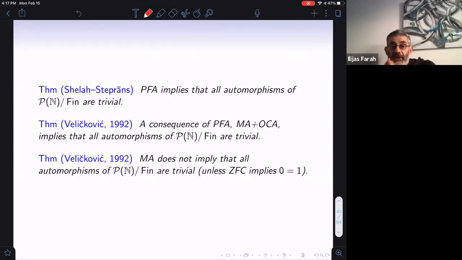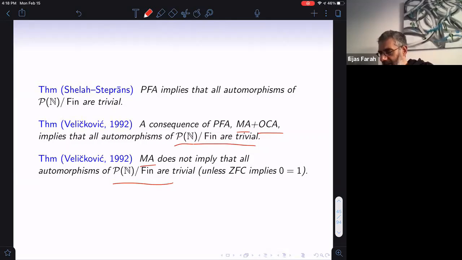Remember, Shelah constructed just some ad hoc model of ZFC, but later Shelah and Steprans proved that the proper forcing axiom implies all automorphisms are trivial. And then in a really beautiful proof, Veličković proved that two consequences of the proper forcing axiom, Martin's axiom and OCA, which we'll see next time, together imply that all automorphisms are trivial. He also proved that Martin's axiom alone does not suffice, which gives us yet another model of ZFC in which P(N) mod fin has non-trivial automorphisms.